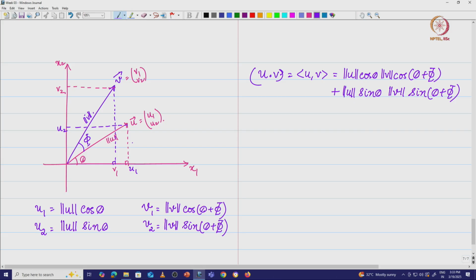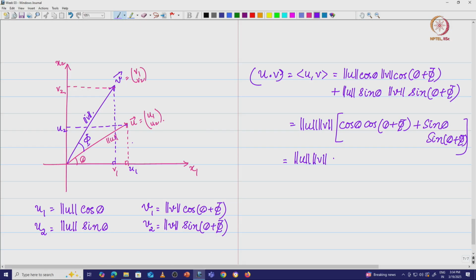This is what we have, which is nothing but norm of u, norm of v into cos theta cos of (theta plus phi) plus sin theta sin of (theta plus phi). Oh, that is interesting. What do we get there? This is of the form cos A cos B plus sin A sin B, which is nothing but cos of (A minus B). So, what are we going to have? We are going to have the length of u, the length of v and cos phi. Oh, now you get an explicit expression for u dot v which involves the angle between the two vectors.